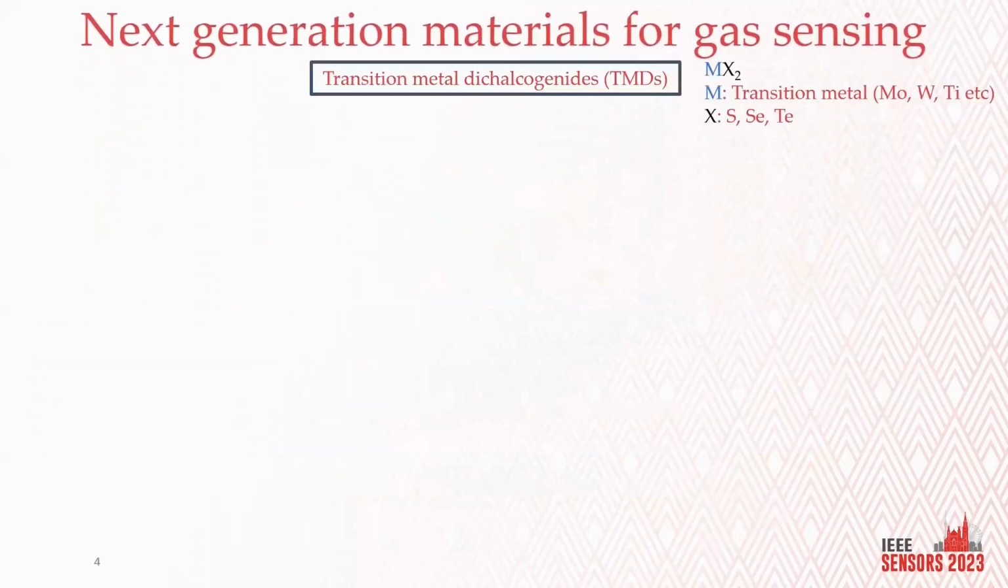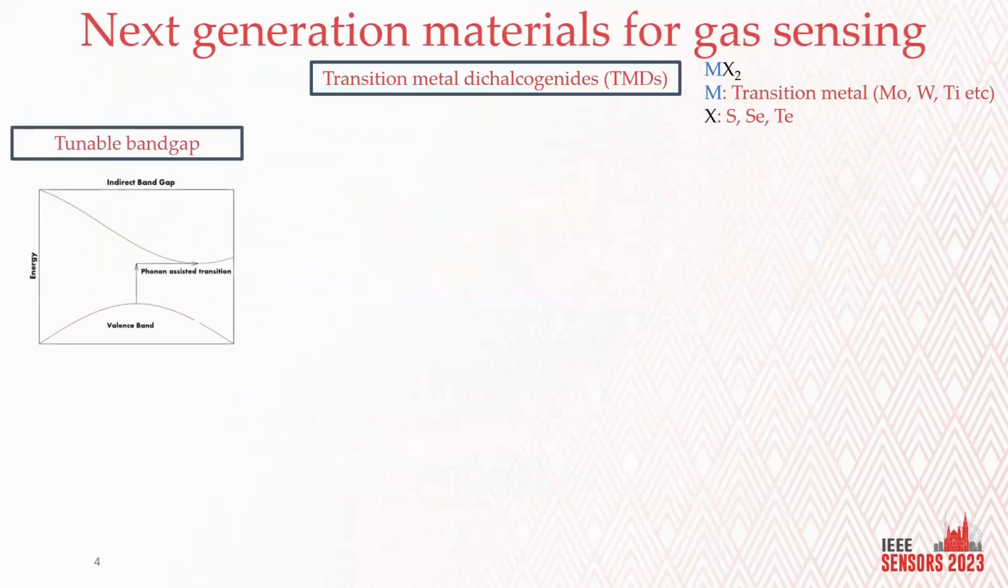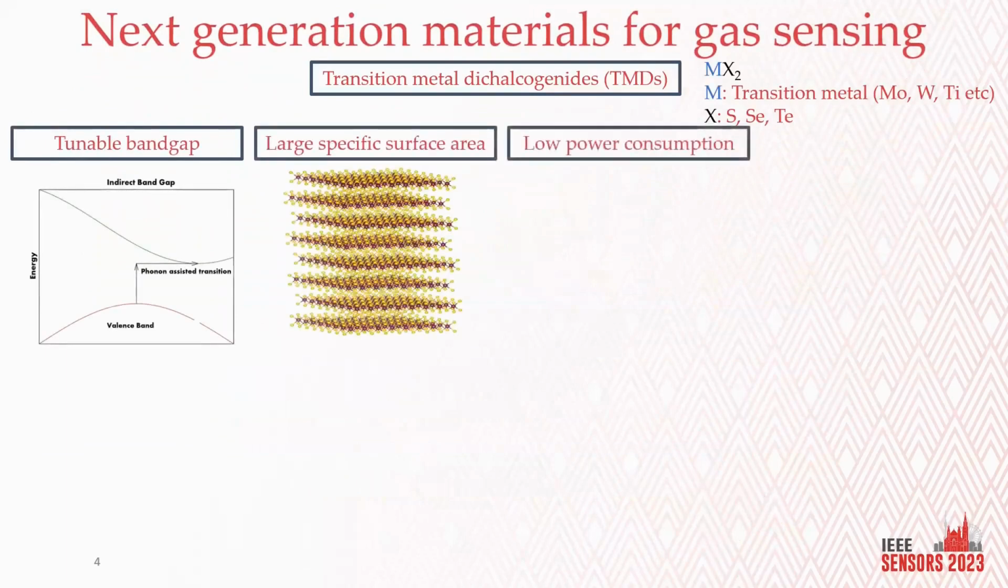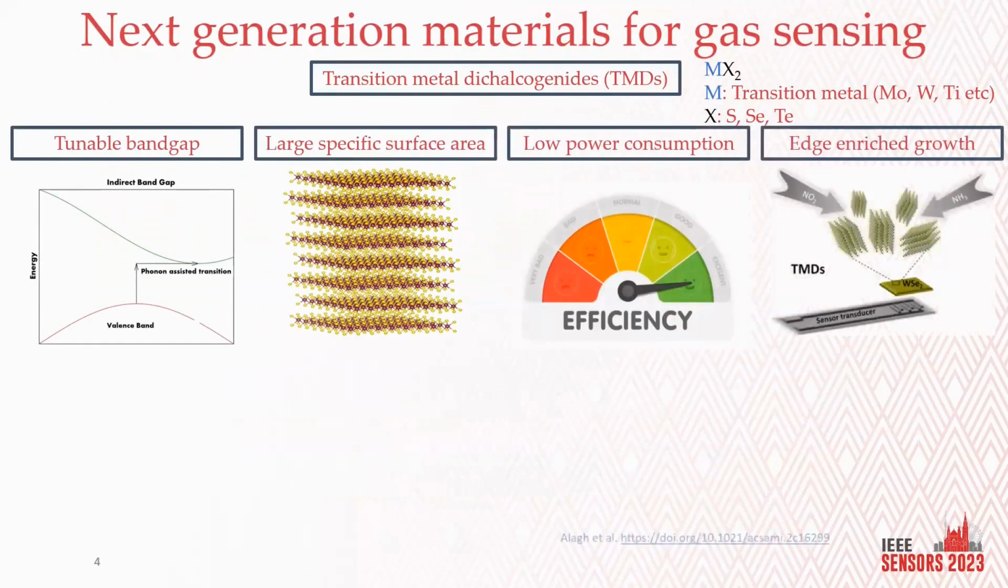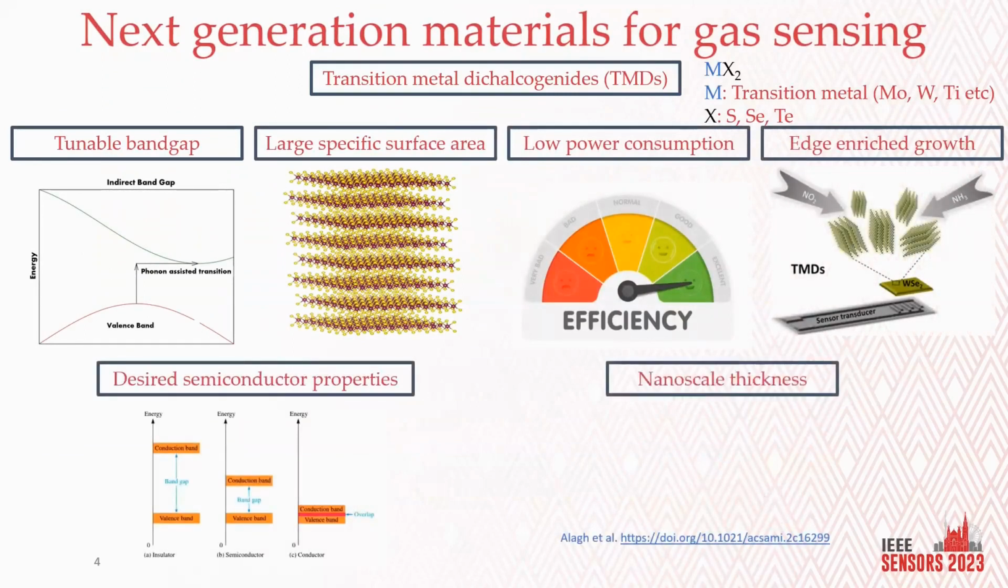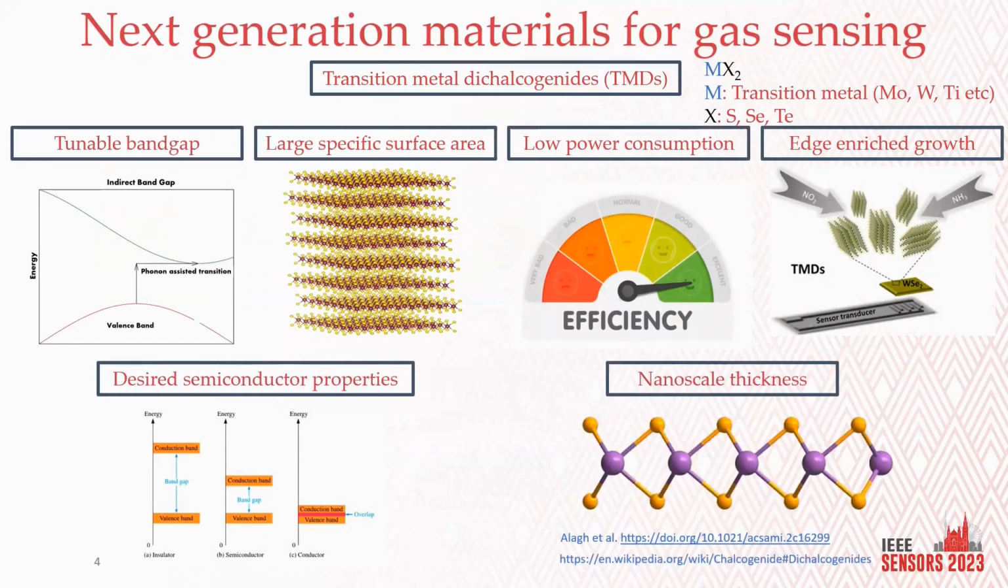So moving on to the next generation material for gas sensing, we say that the next generation materials for gas sensing are transition metal dichalcogenides, or shortly we call them TMDs. The characteristic of TMDs is that they have a tunable band gap. For example, in the case of tungsten disulfide, in bulk form, tungsten disulfide has an indirect band gap. And when we synthesize the monolayers of tungsten disulfide, the band gap changes to a direct band gap. And they are characterized by large specific surface area, since TMDs are layered materials.